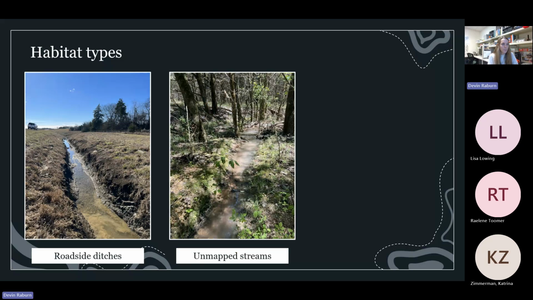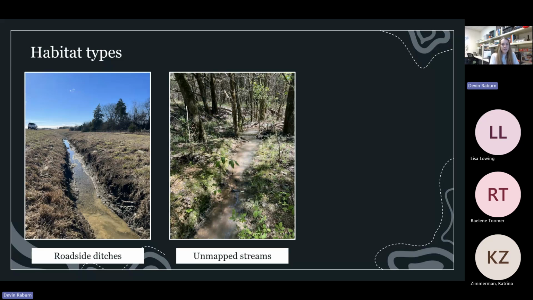And this system is non-perennial. And then we have our unmapped streams, which similarly are non-perennial in nature. These are called unmapped because they are not depicted in the USGS National Hydrography Dataset, and we'll take a look at that a little bit later. But these are going to be our smaller, unnamed, undepicted tributaries that come off the larger stem systems.